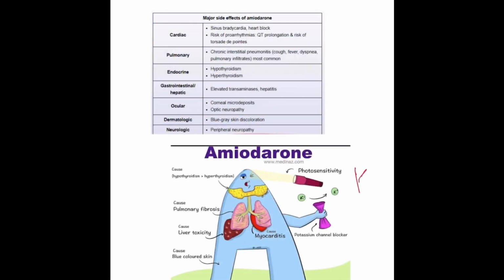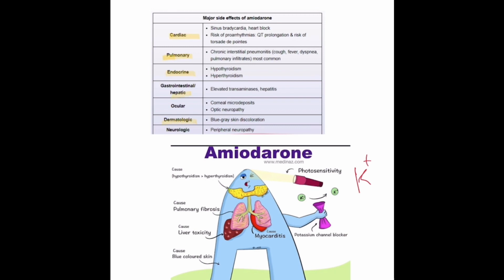Amiodarone is a potassium channel blocker. It's used as an antiarrhythmic drug from the third class. It's often used in the ventricular arrhythmias in patients with CAD or ischemic cardiomyopathy. Here are some side effects of amiodarone. It affects the heart, lung, thyroid, liver, and skin.